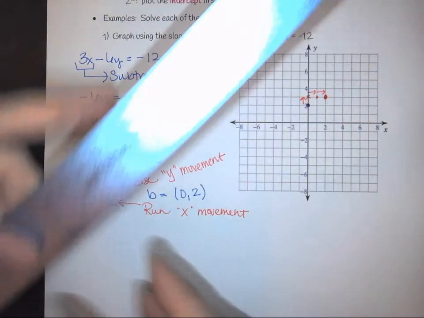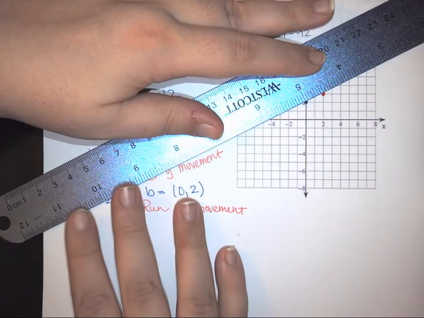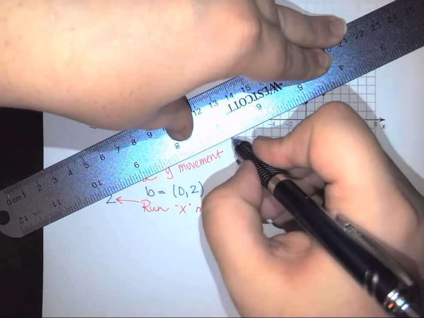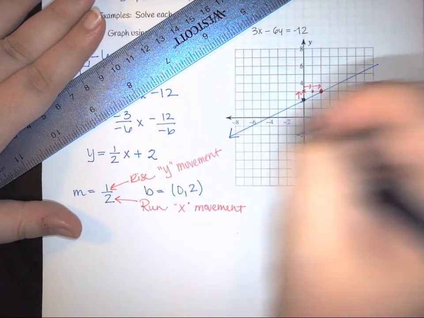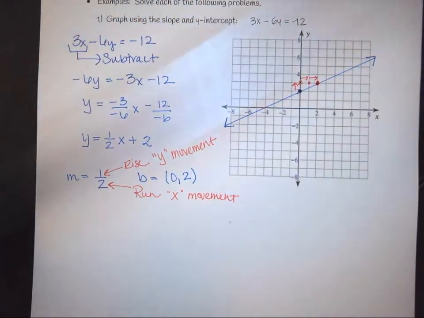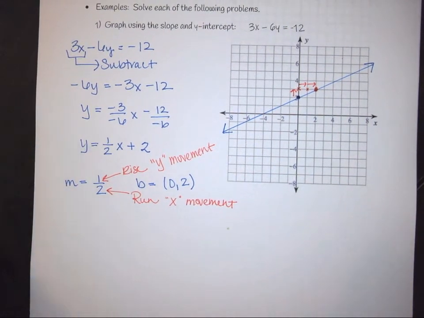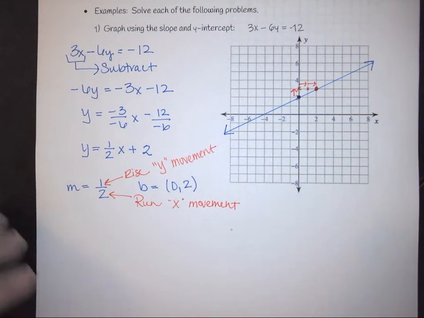Now you want to just connect your dots. So here I'm going to go ahead and use a ruler. Of course you wouldn't have to, but you just essentially need to connect your dots to the best way possible. And remember, you need to draw your arrows so that you can definitely see that they are going in the right direction. Okay? Pretty simple.